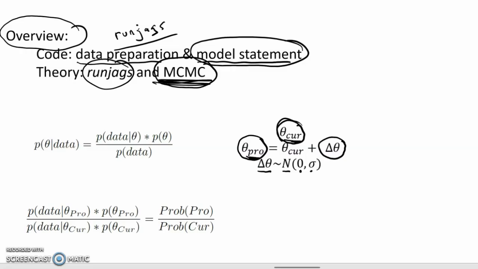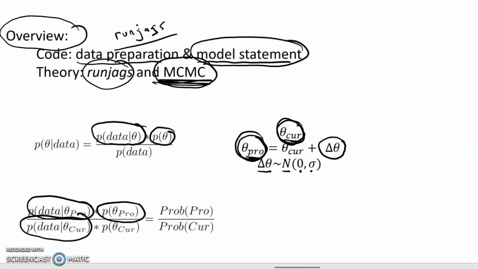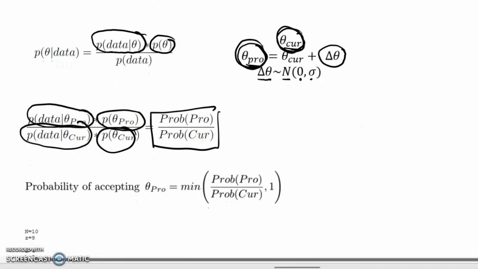So then what we're going to do is for both theta current and theta proposed, we're going to evaluate both the likelihood function and the prior probability. So we're going to do that for the proposed and the current values of theta, and we're going to calculate this ratio.